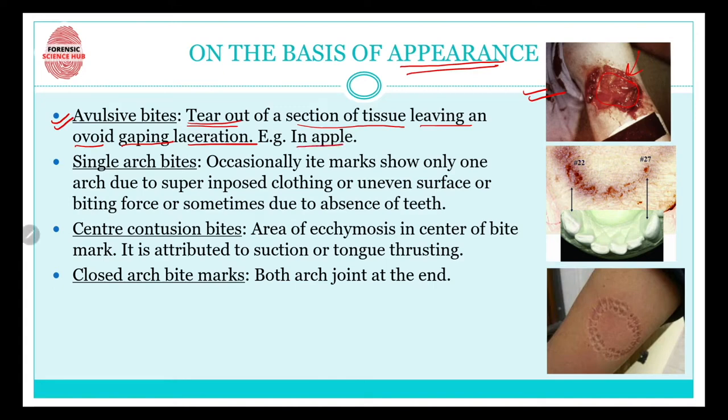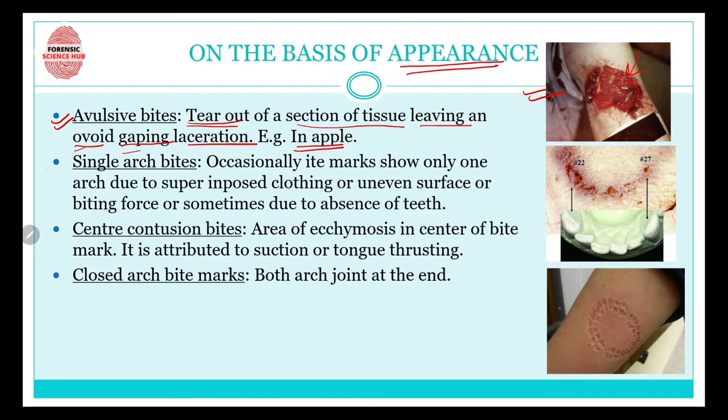For example, when we eat an apple, we tear out a portion of the apple with our teeth completely and then we eat it, and after that we get to see an ovoid gap in that apple, right? So this is an example of an avulsive bite.